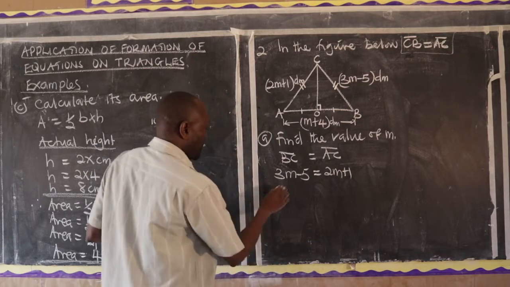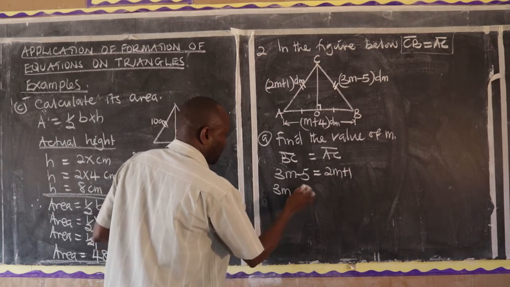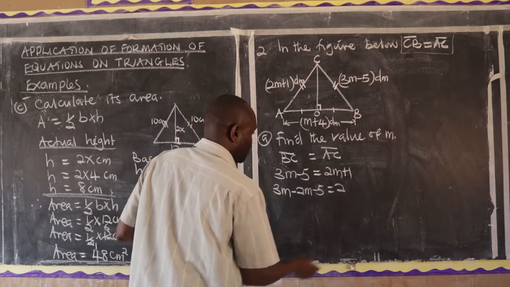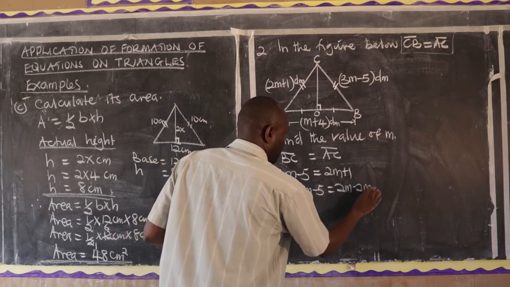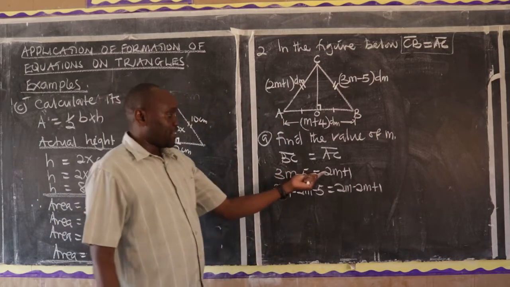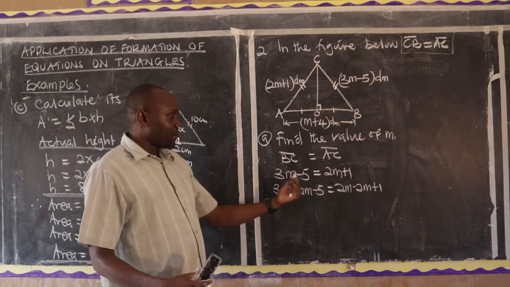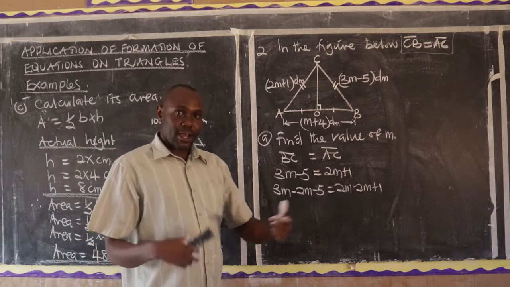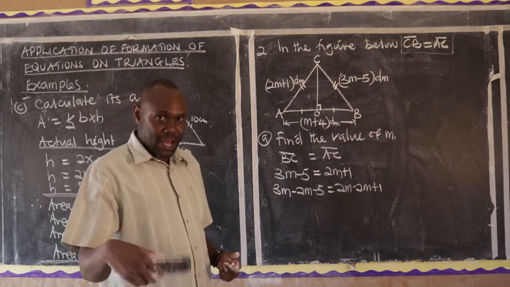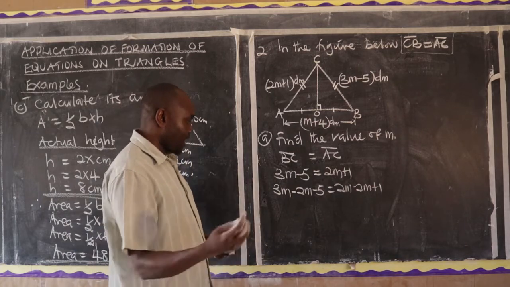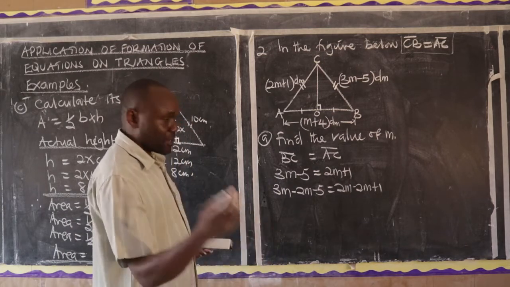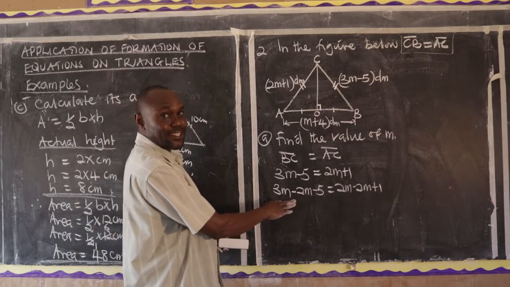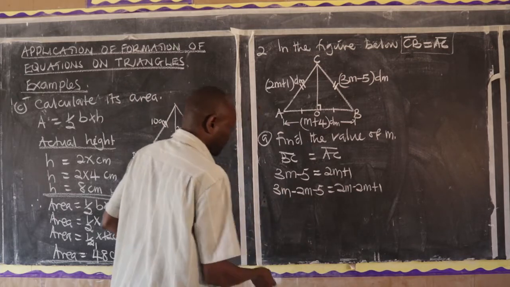Therefore, we collect like terms. 3m minus 2m minus 5 is equal to 2m minus 2m plus 1. Additive inverse of positive m. In our example number 1, we started with the known one. Now this one, there are those who like to begin with the unknown, and there are those who like to begin with the known. The choice comes from you. That's why it is very hard for you to cheat in math. All the children in the class will never start like this. They have varying methods of starting.